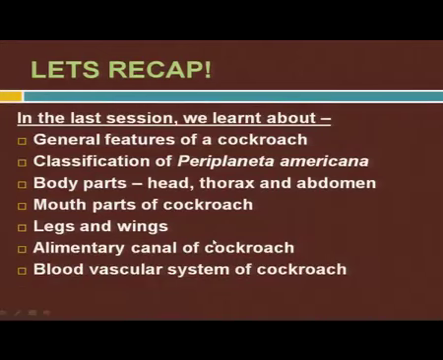We also learnt about the blood vascular system of cockroach. We saw that in cockroach an open circulatory system is present and the heart has 13 chambers. The contraction and relaxation of these chambers are enabled by the alary muscles.